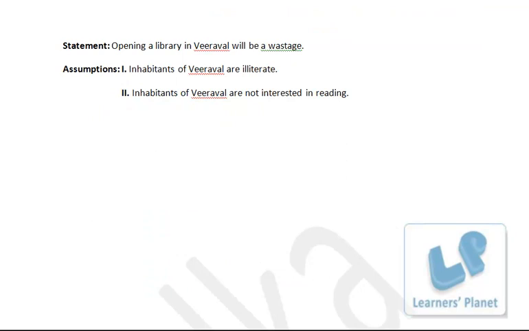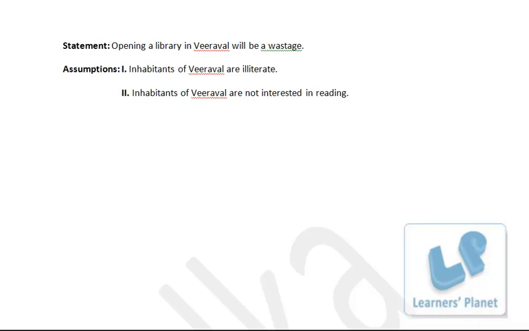The statement over here: opening a library in Veeraval will be a wastage. Now the first assumption is inhabitants of Veeraval are illiterate. See, this is not a valid assumption. It cannot be implied from the statement. Why? Because there may be other reasons also for the statement, right? Maybe the people of Veeraval are already having 2-3 libraries, and even they are not used up properly. So maybe they are not in need of another library. That really doesn't mean the people are illiterate.